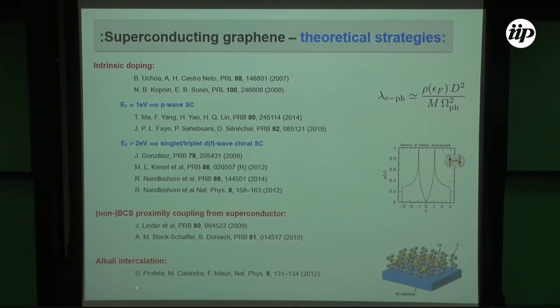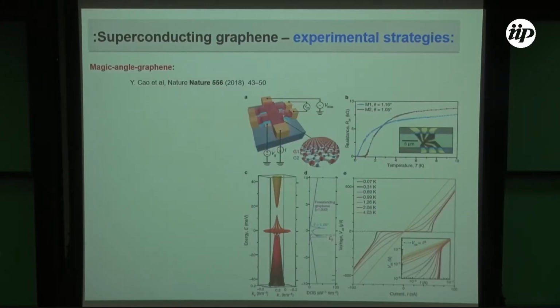Or another possibility was to use the alkali intercalation, that you are intercalating here, let's say, some alkali atoms, and this on one side breaks the symmetry, so this coupling starts to be allowed, and also enhances the density of states around the charge neutrality point. So basically, this is all the ways how you can do it. And the other possibility is the twisted bilayer graphene, which I am not discussing.